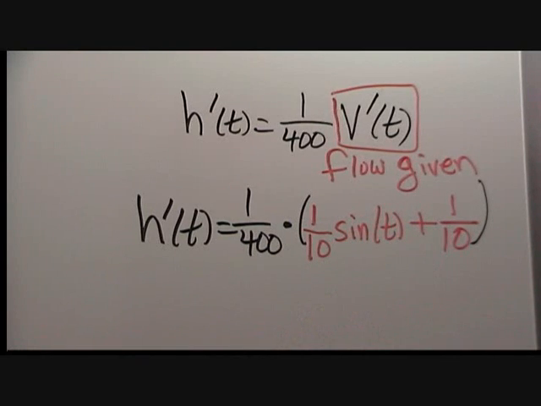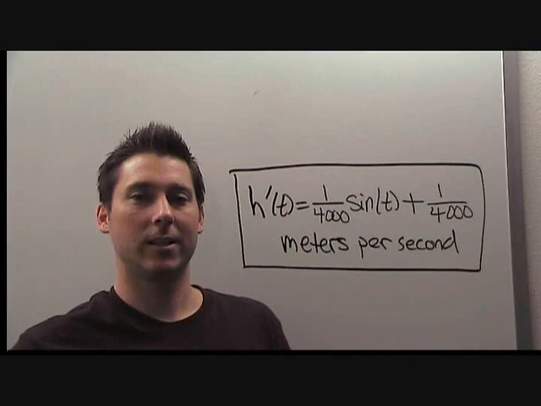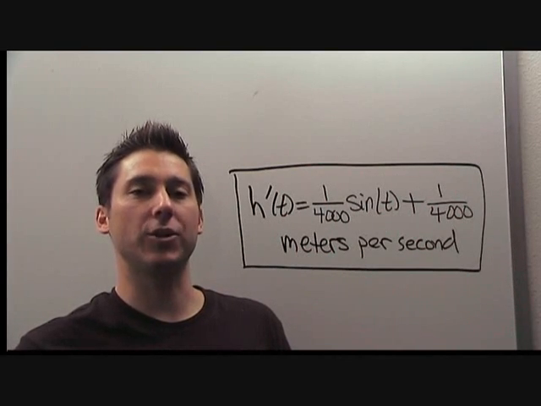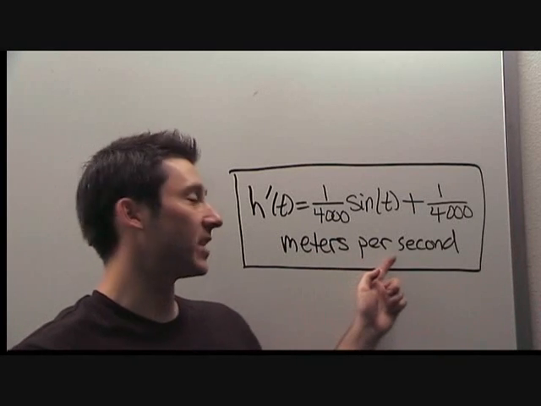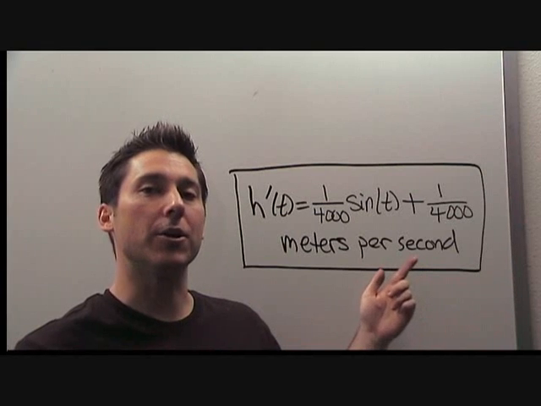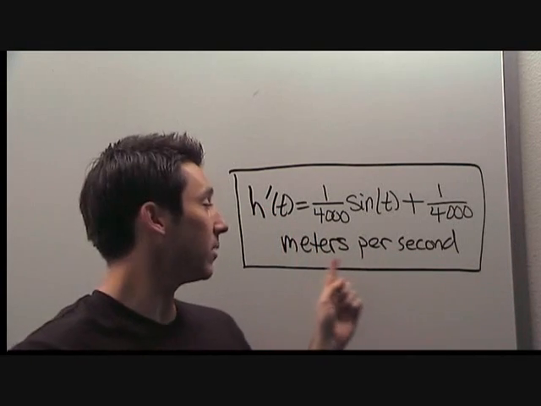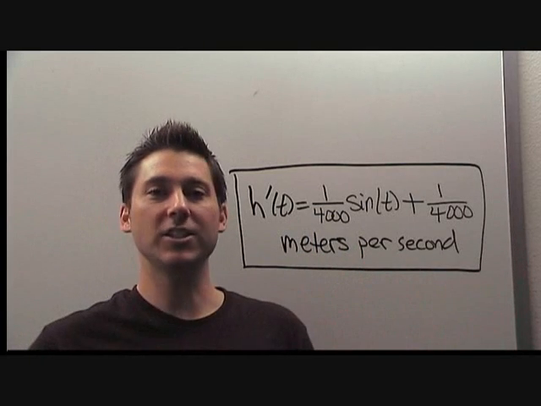Therefore, our final answer for h prime of t is 1 over 4,000 times the sine of t plus 1 over 4,000. The units for our rate of change of height are meters per second. That's because the height is measured in meters, so differentiating with respect to time gives us meters per second. Let's do a quick recap.